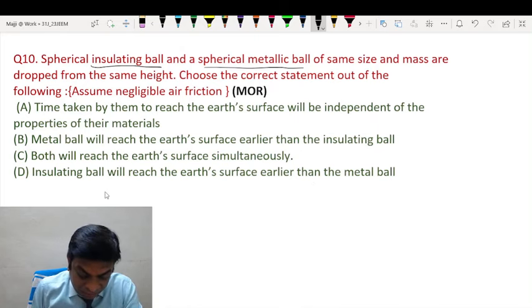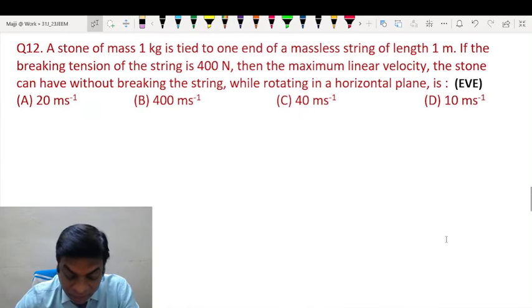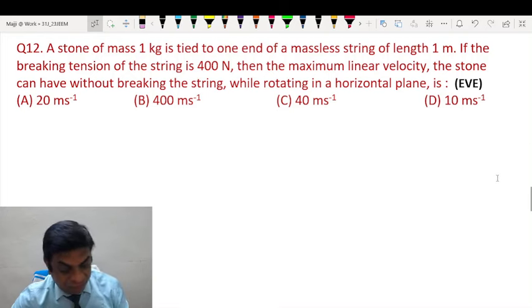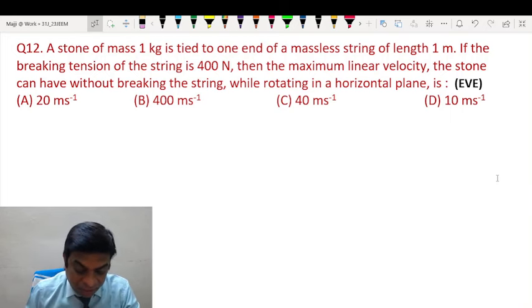A stone of mass 1 kg is tied to one end of a massless string of length 1 meter. The breaking tension of the string is 400 Newton. Then the maximum linear velocity the stone can have without breaking is.